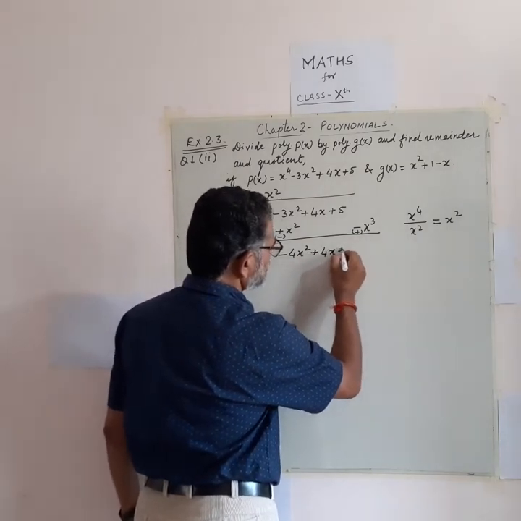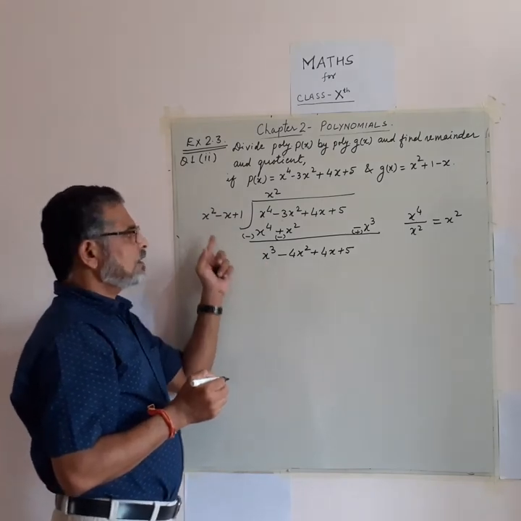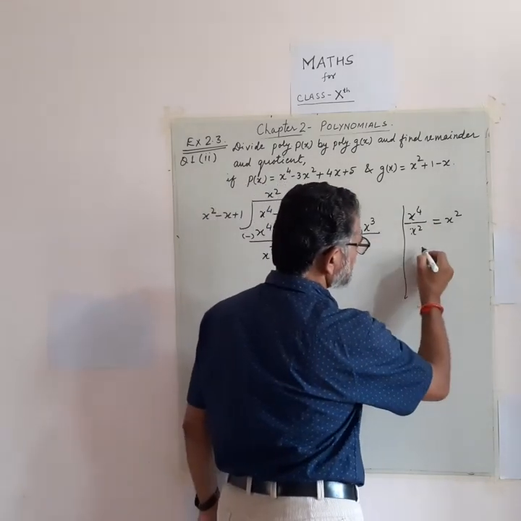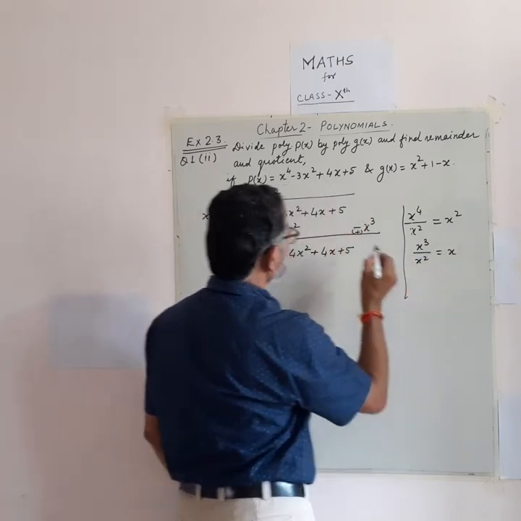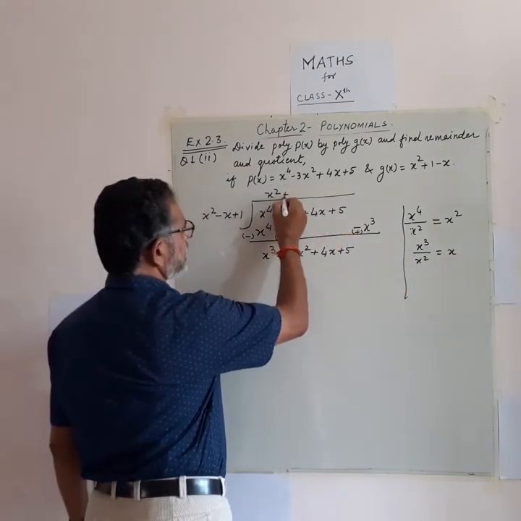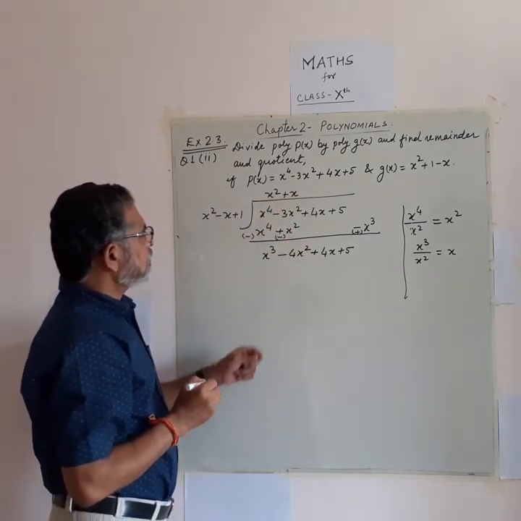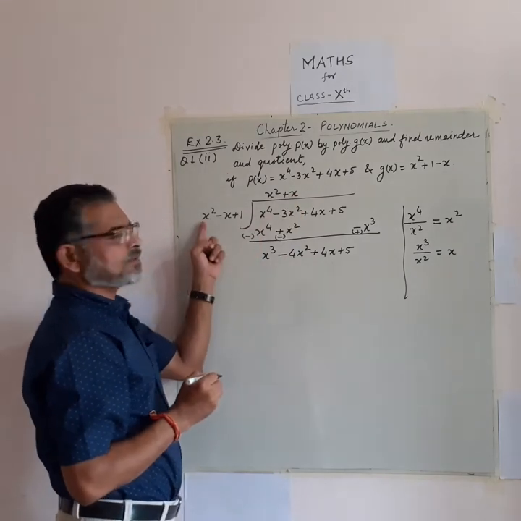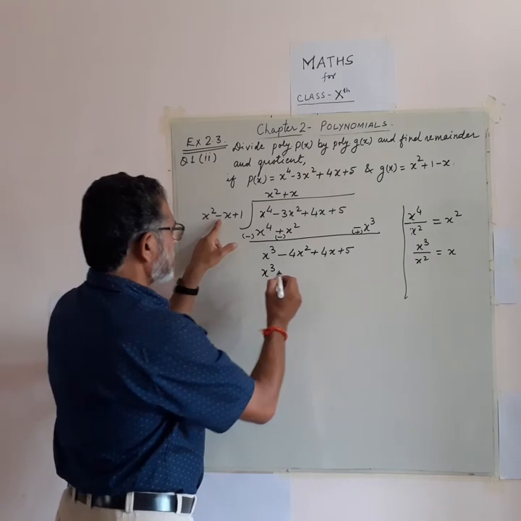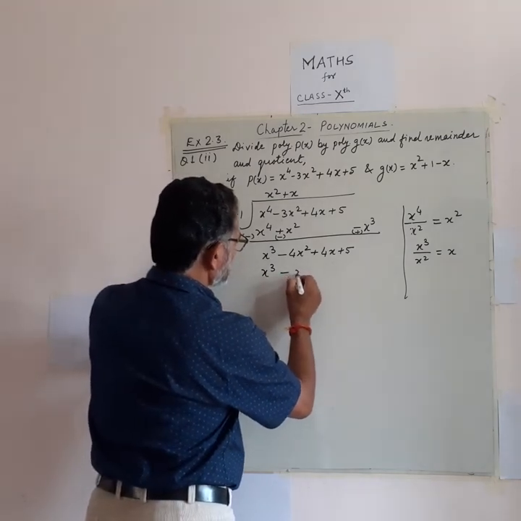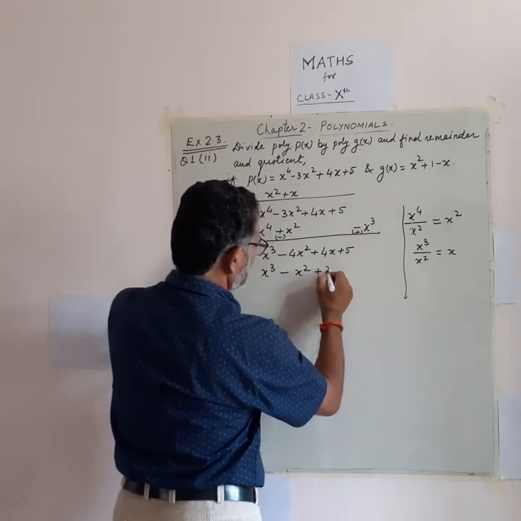4x plus 5. Now again to eliminate x cube, what we do? You can use the same technique, x cube divided by x square. So we get x. So the next quotient will be x. Now x multiplied with x square, we get x cube. X multiplied with minus x square. Then x multiplied with 1, we get plus x.